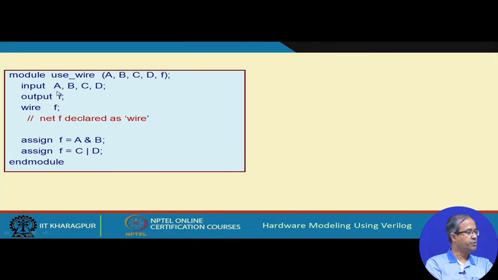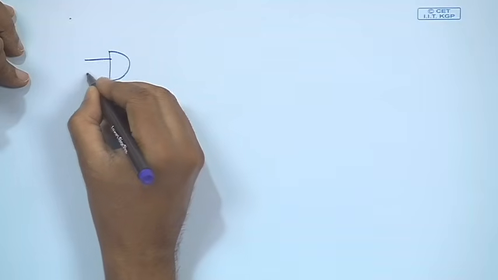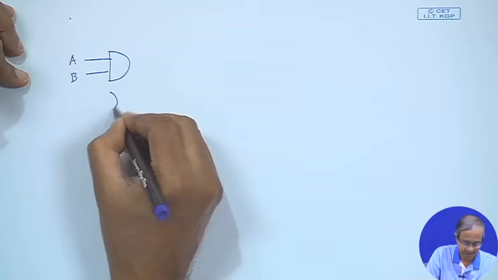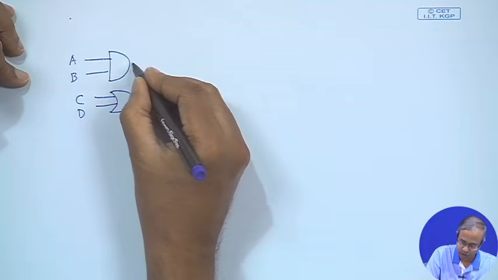Since it is an output, actually here I can specify the type of the output separately. And you see I have defined two assign statements, both are assigning value to F: F equal to A and B, F equal to C or D. So, actually this is one AND gate which is A B, there is another OR gate, inputs are C and D, both outputs are F.